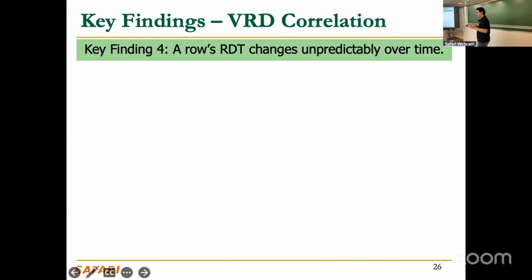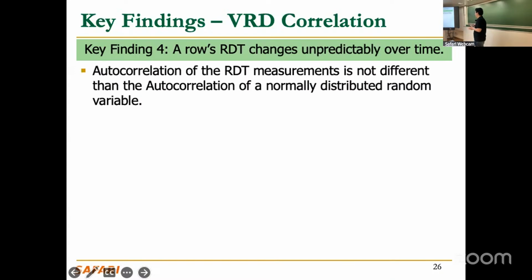Next, we also wanted to look at the possibility of correlations across the measurements that we did. To achieve that, they implemented autocorrelation functions on the threshold measurements and also on a normally distributed random variable. And they found out that the autocorrelation results for the threshold measurements are not different from the results for the random variable.